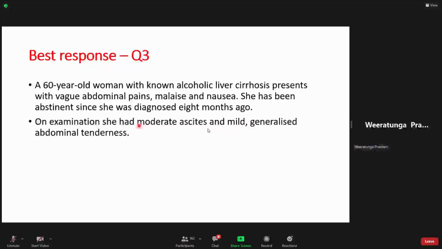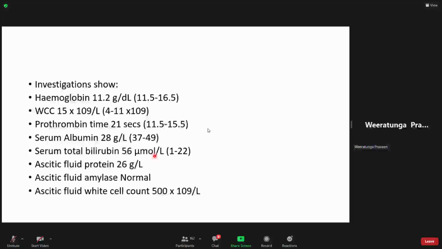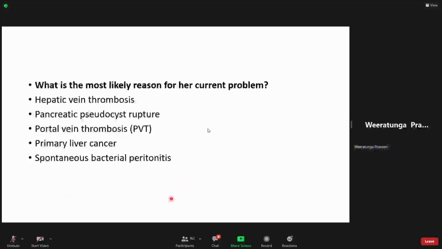Right. A 60-year-old woman with known alcoholic liver cirrhosis, abdominal pain, and nausea. She has moderate ascites and some generalized abdominal tenderness. And there is a high ascitic fluid white count, with bilirubin raised. So this is decompensated cirrhosis, probably with ascites and SBP.